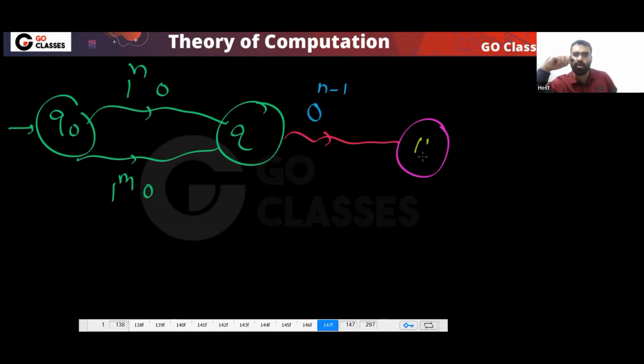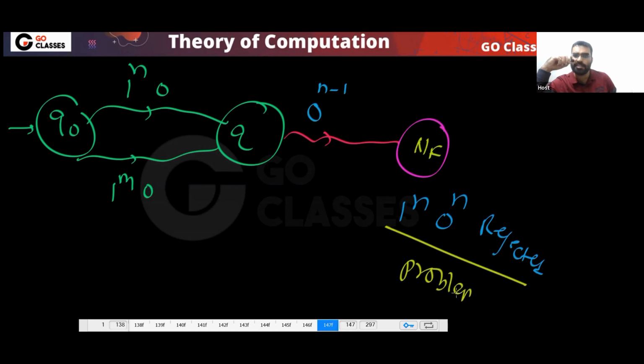And if you go to non-final state, then there is a problem. What is the problem? Tell me. If you go to non-final state, then 1 power n, 0 power n is rejected. This is also a problem. Should I reject this? So this is also a problem.